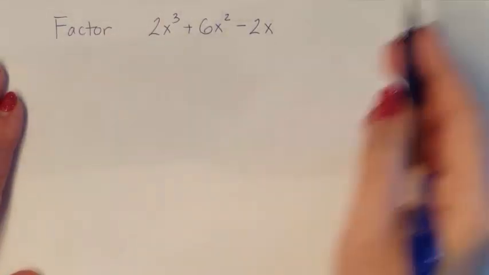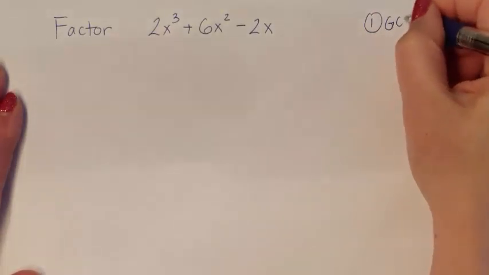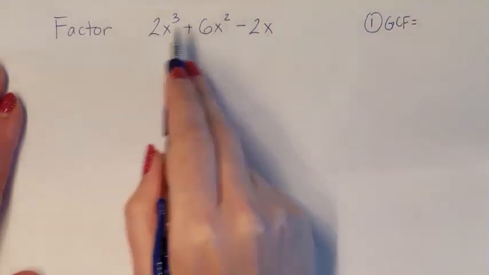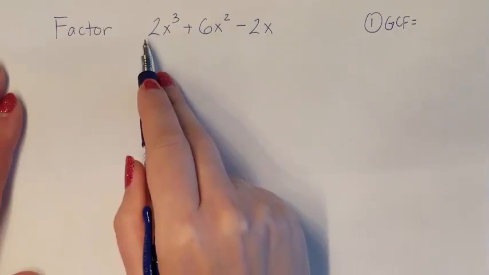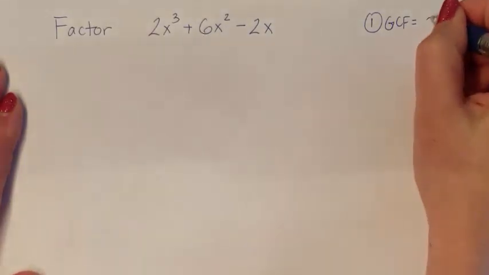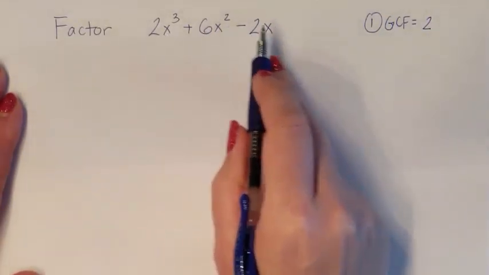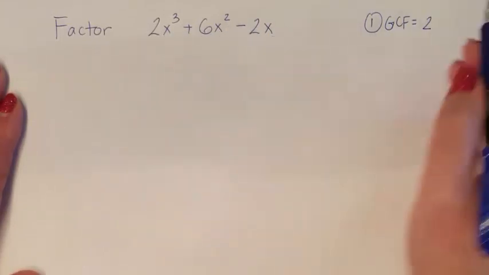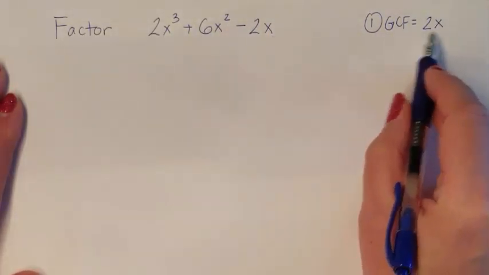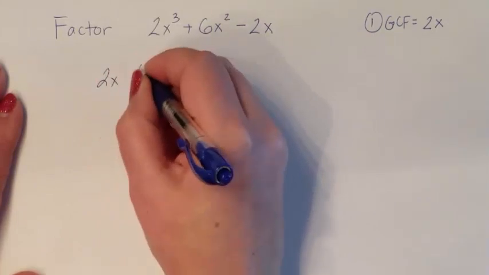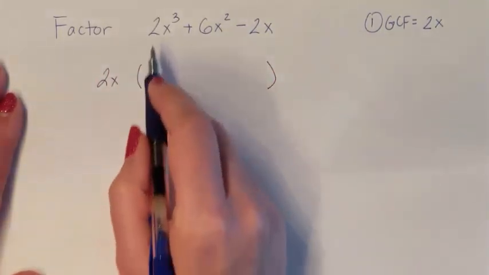So we're being asked to factor. The very first thing you always do is identify a GCF. Can I divide all of these by the same factor? Yes, every single one of these can be divided by a 2. Can I divide all of these by the same variable? Yes, every single one of those can be divided by an x. So my GCF is 2x. So I'm going to divide everybody by 2x and see what I have left.